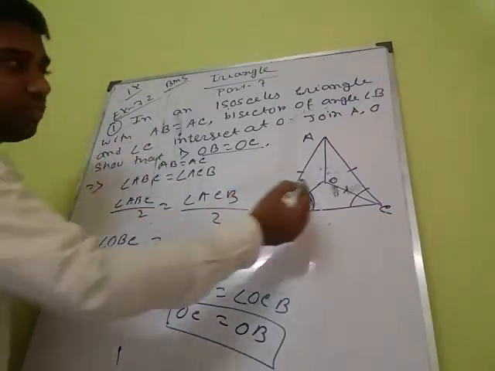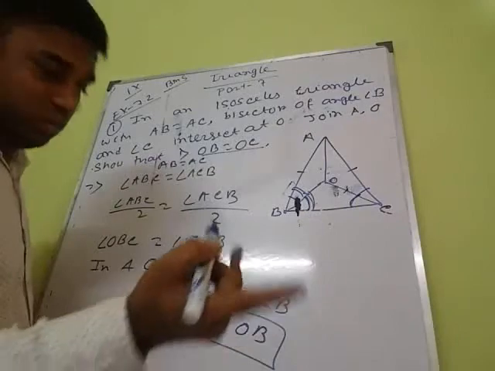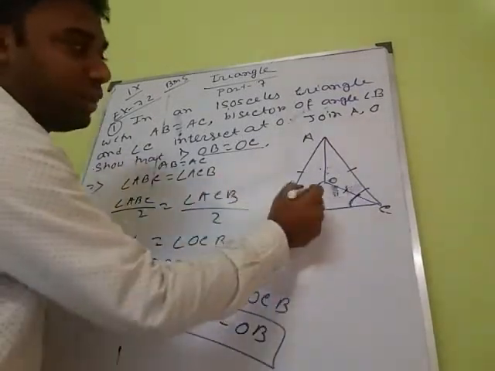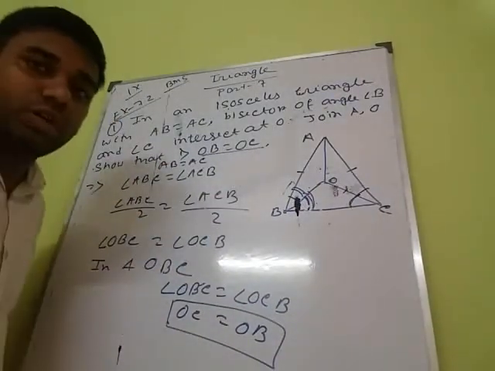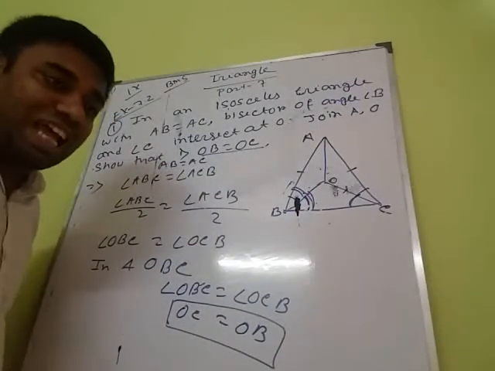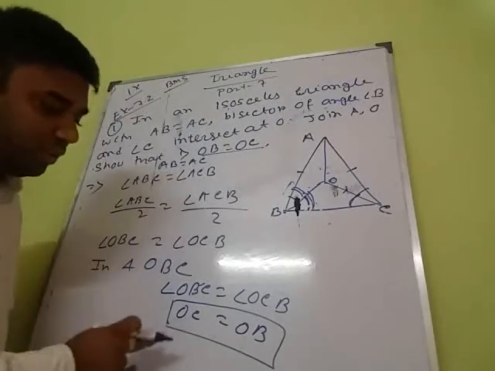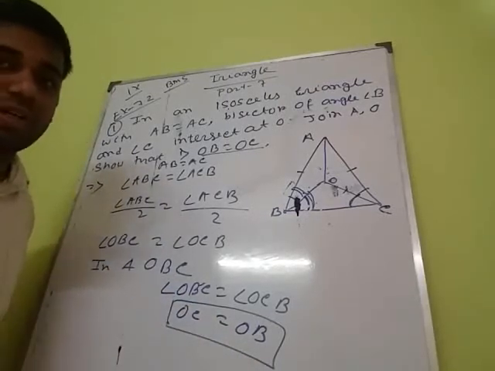Now, in triangle OBC, these two angles are equal, we have proved. As these are equal, the opposite sides should be equal, because of the theory we discussed in the beginning of the video that sides opposite equal angles are equal. By this theory we can say OC equal to OB. That is our first part proved.